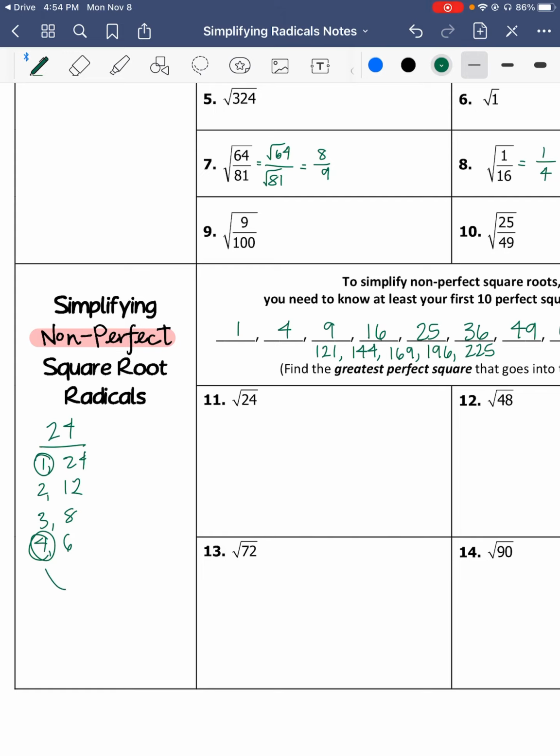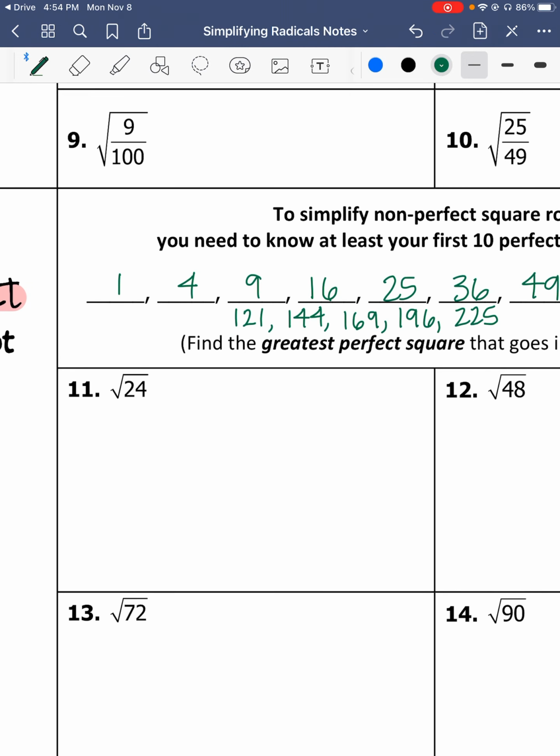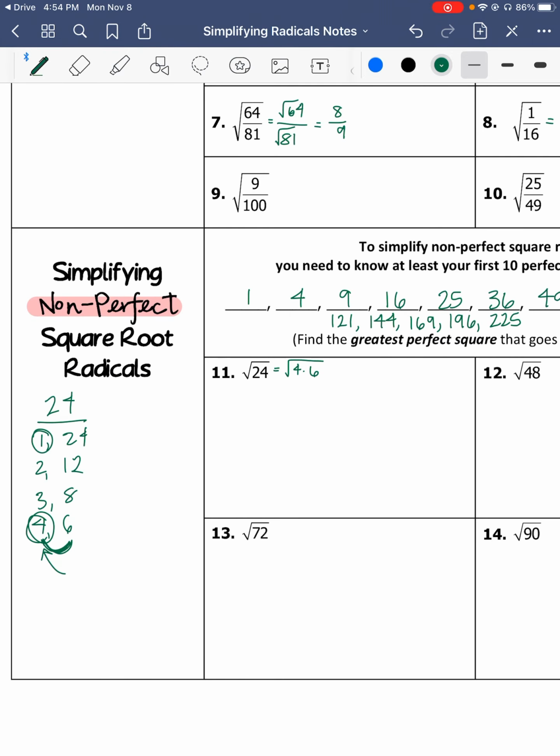And this is the one that we're going to be interested in, okay? So this is our factor pair, 4 times 6. So we're going to take this square root of 24 and we're going to rewrite this as the square root of 4 times 6. Okay, the 4 and the 6 come from the factor pair, right? I wrote the perfect square first and the other one second.